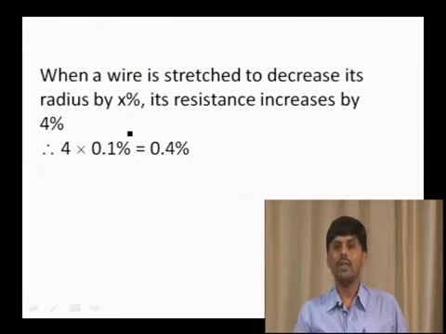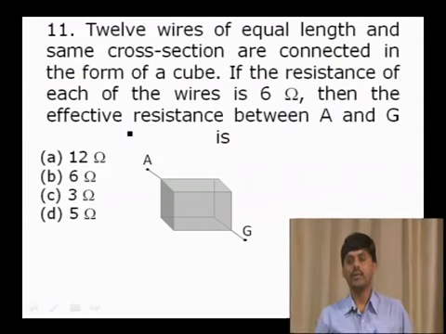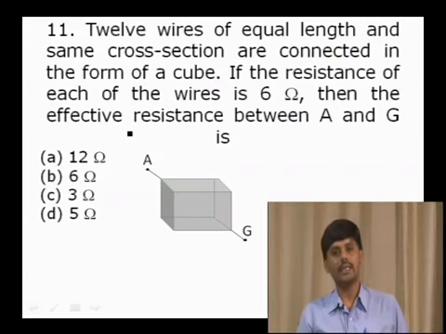So that is, when a wire is stretched to decrease its radius by x%, its resistance increases by 4x%. 4 times the original 0.1%. Therefore, 4 into 0.1 is equal to 0.4%. This I have already discussed in the synopsis.